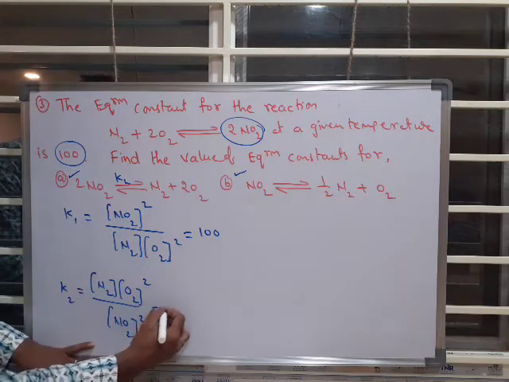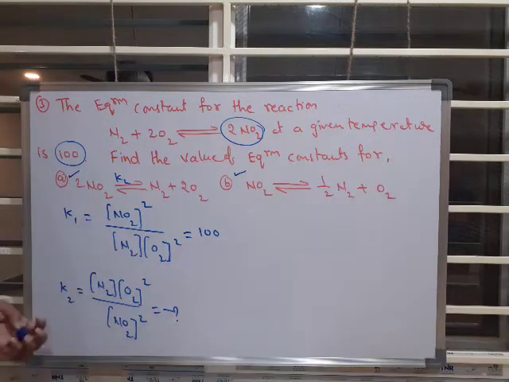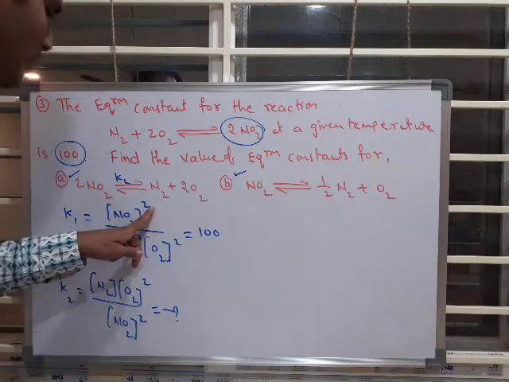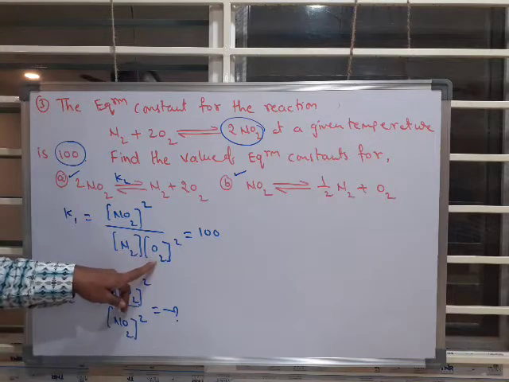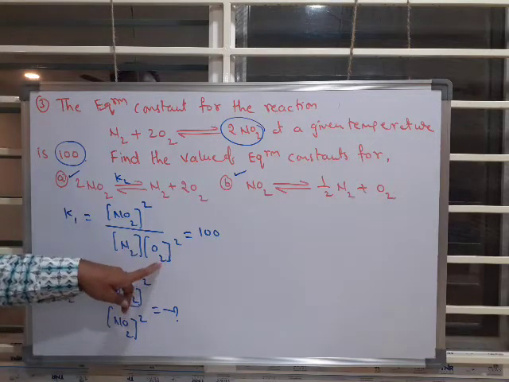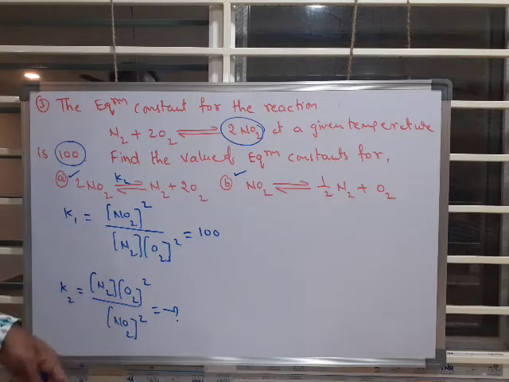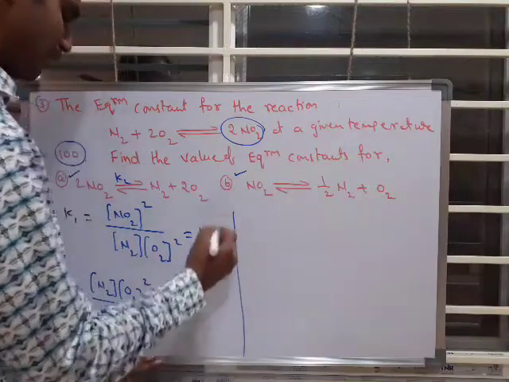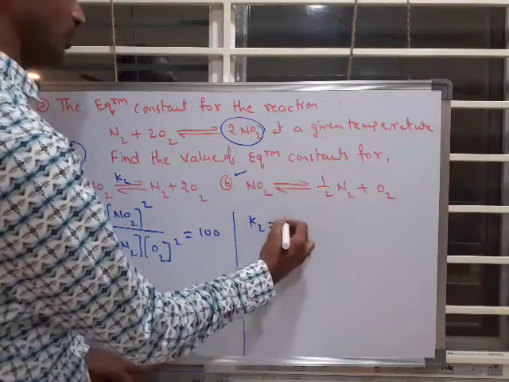So here we have to find this value. So when the K1 K2 relation is known, we will get this value. So what is the relation? Simply guess. Here NO2 square is in the numerator and NO2 square in the denominator. Here N2 and O2 square are at the numerator and in the denominator. So simply the reciprocal relation is there.